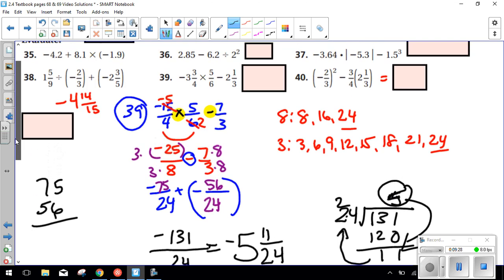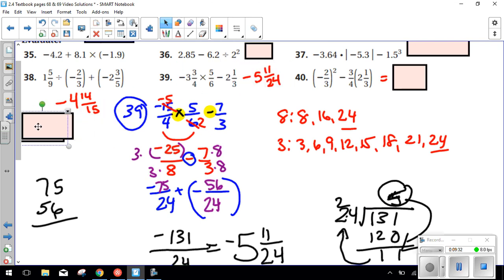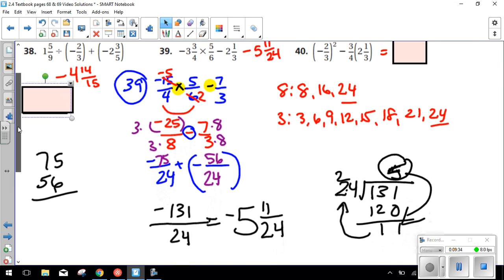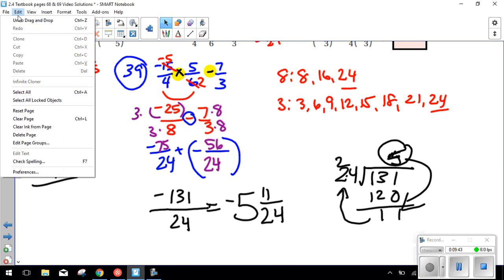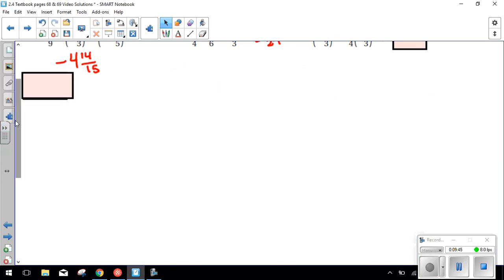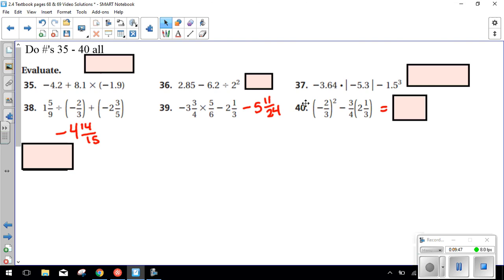This is number 39. Okay, so there is your work. I'll be erasing this now, so if you need it, please pause. Okay, let's take a look at number 40.